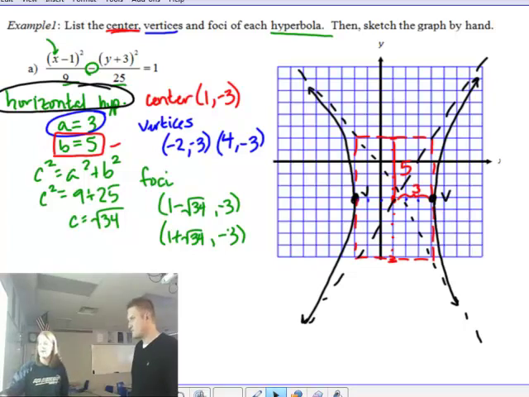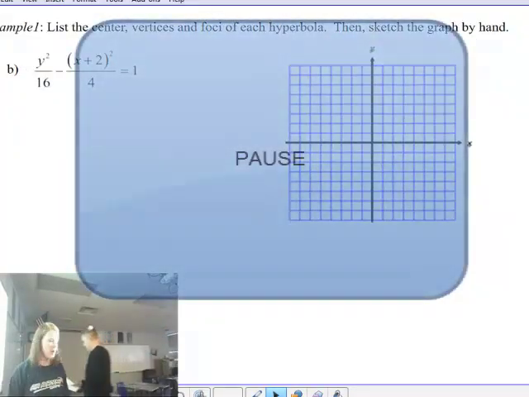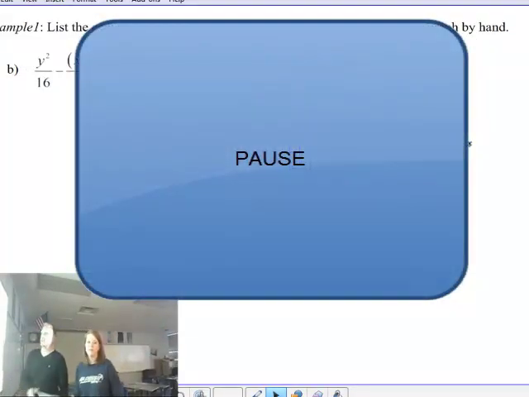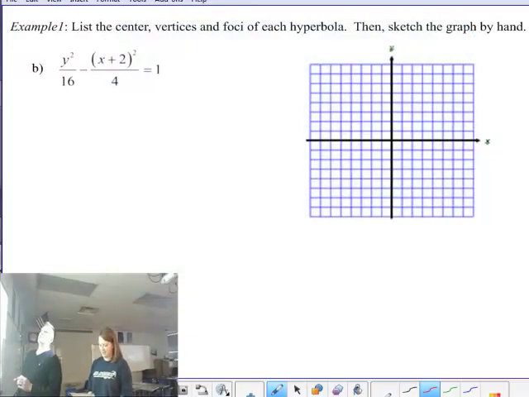Alrighty. So, Mr. Matson's going to give us another one to try. This would be a great time to pause that video and give this one a try on your own. This is center, vertices, and foci. That's a great place to start.